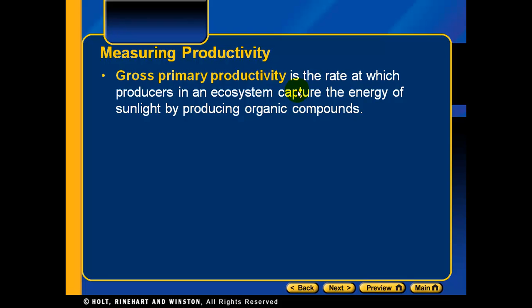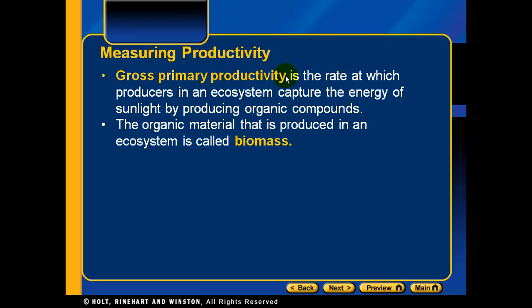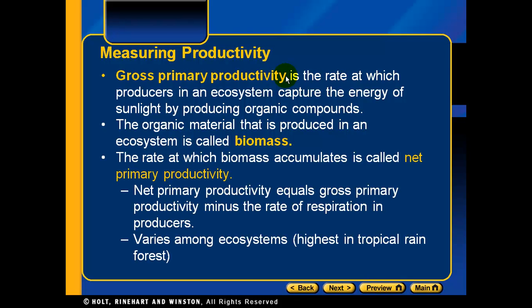You can measure how much energy is being produced by organic compounds. Gross primary productivity is the rate at which producers in an ecosystem are actually capturing the energy of the sunlight and producing these organic compounds. The organic material that is produced in an ecosystem is called biomass, a lot of vocabulary terms. The rate at which this biomass is accumulating is called net primary productivity. Net primary productivity equals gross primary productivity minus the rate of respiration in producers. The net primary productivity varies among ecosystems. It's highest, obviously, in the tropical rainforests.